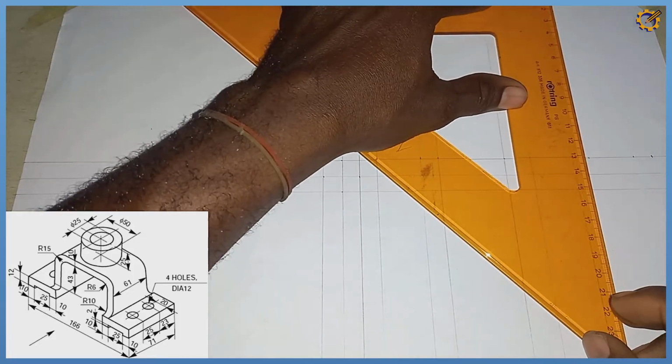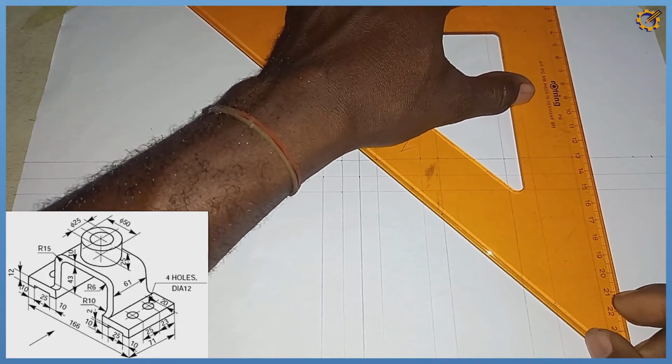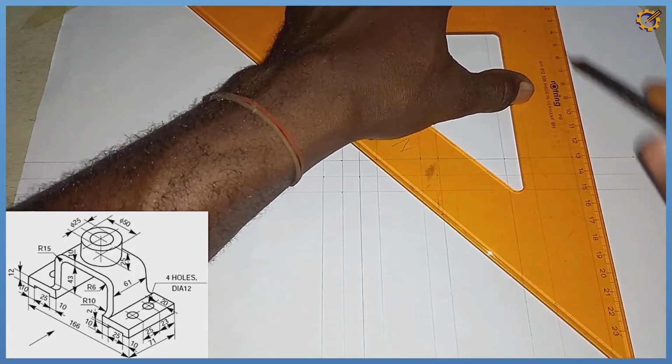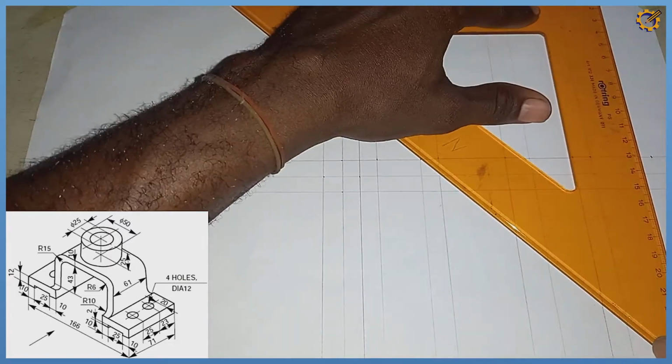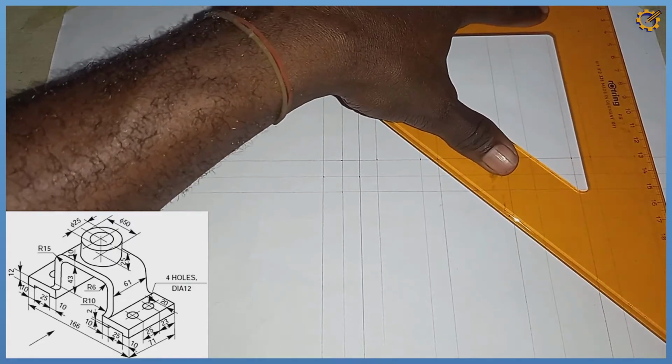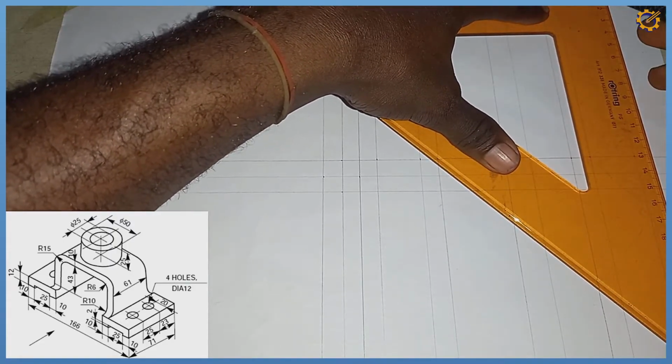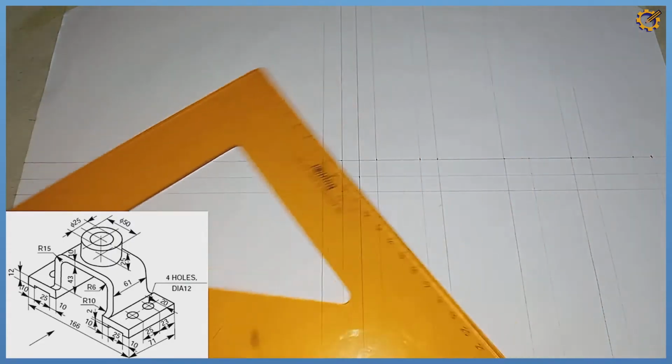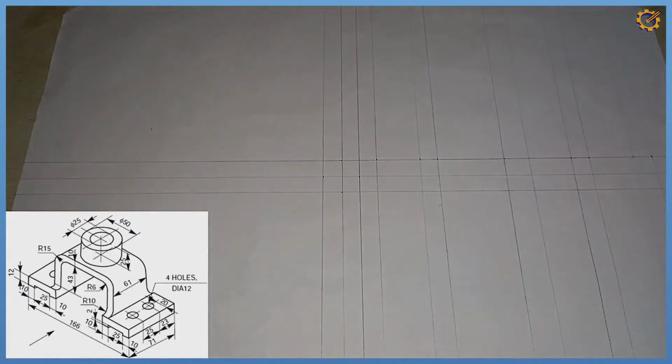So ensure you don't make mistakes. Ensure your T-square and set square are sitting properly, so that you won't make mistakes while projecting your final outcome. Ensure your T-square is sitting properly and your set square is well positioned, it's not drifting. So I have the lines on the screen right there.